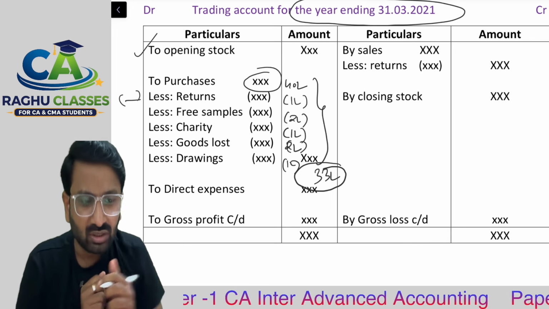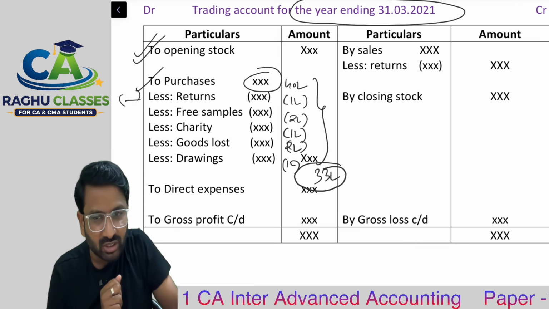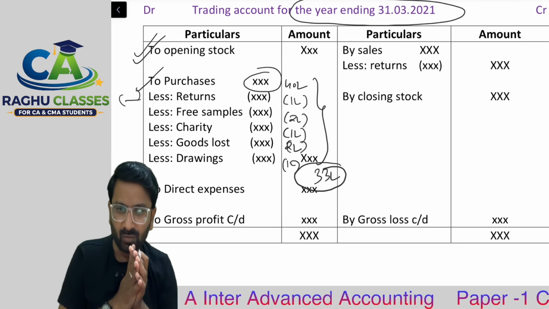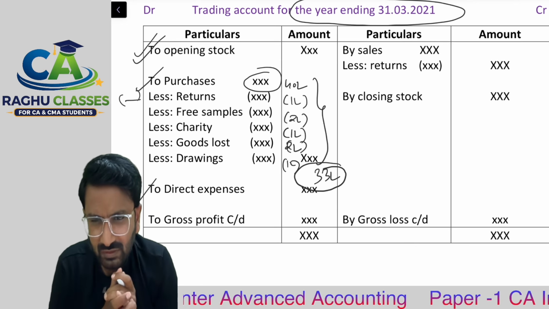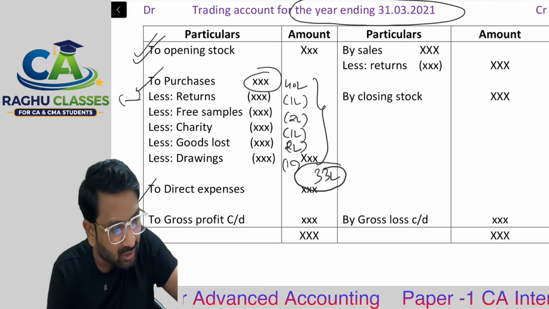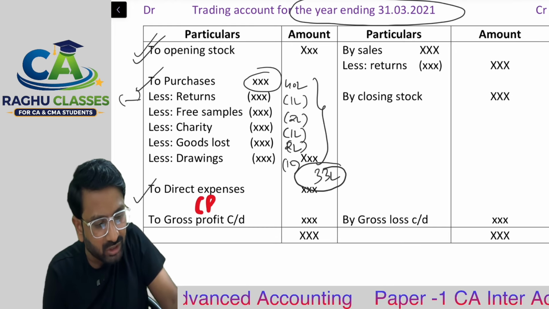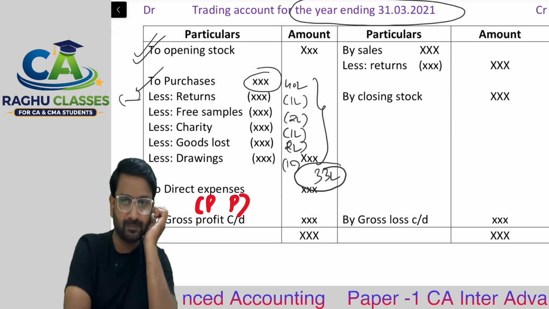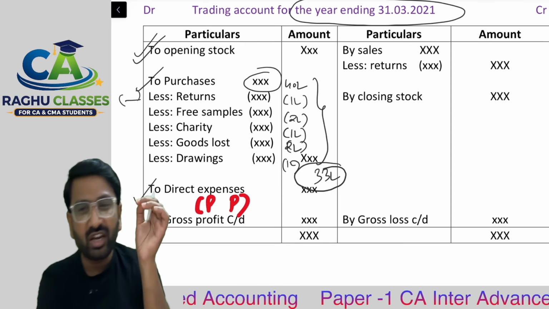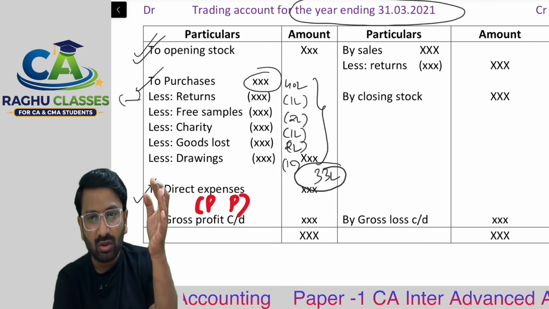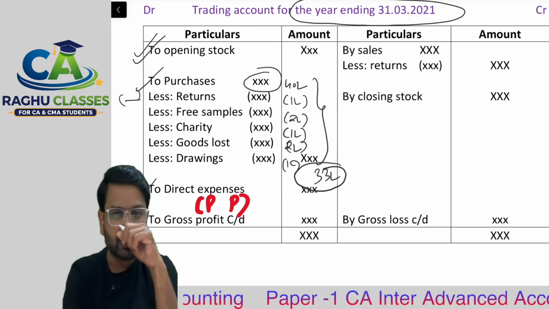Okay, next, the next item we are going to show on the debit side is going to be direct expenses. And when I say direct expenses, all expenses either related to purchase or related to production will appear on the debit side. Clear? So on the debit side, we got three items: opening stock, then purchases, then direct expense.